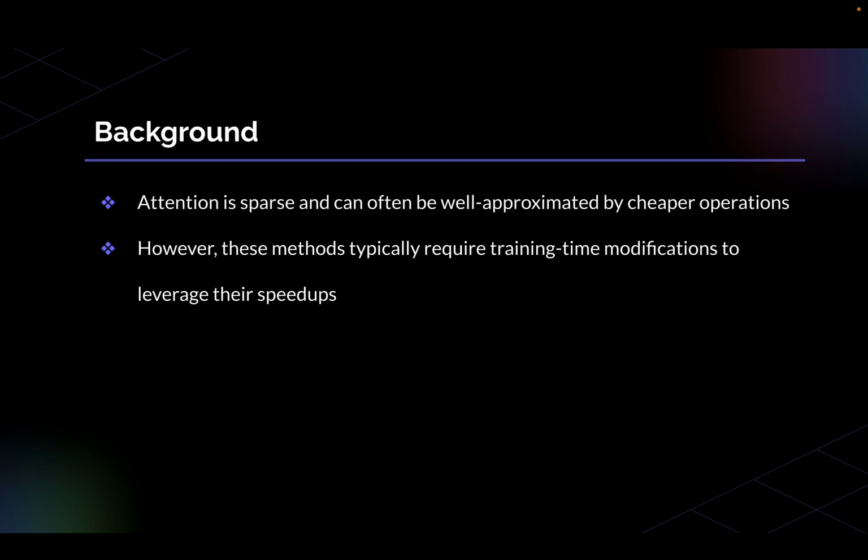Attention is sparse, and it can often be well approximated by cheaper options. We have seen things like the focal transformer or neighborhood attention methods that aim to use only surrounding tokens to attend to, eliminating the O(n²) scaling. And then there's other methods that attempt to remove the softmax and linearize attention such that it can be done more efficiently. However, these methods typically require training time modifications as well to leverage the speedup. As we'll show, our method can be applied out of the box.